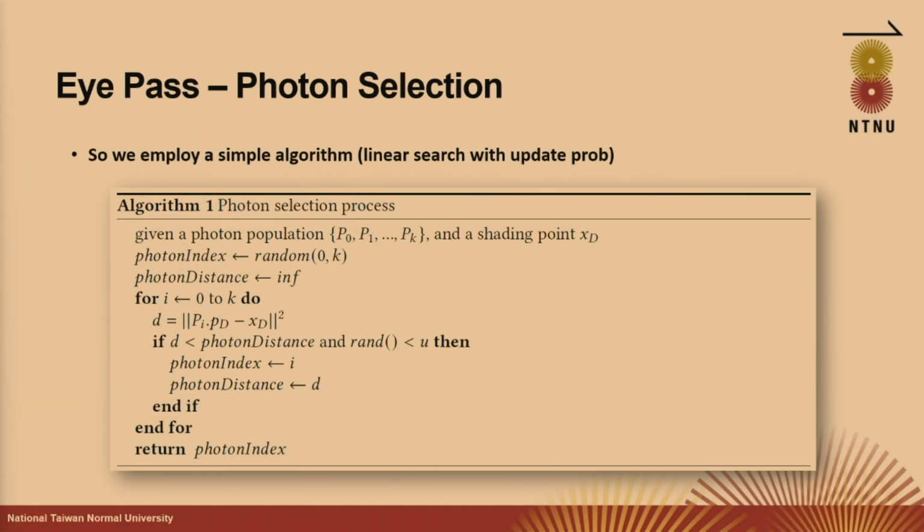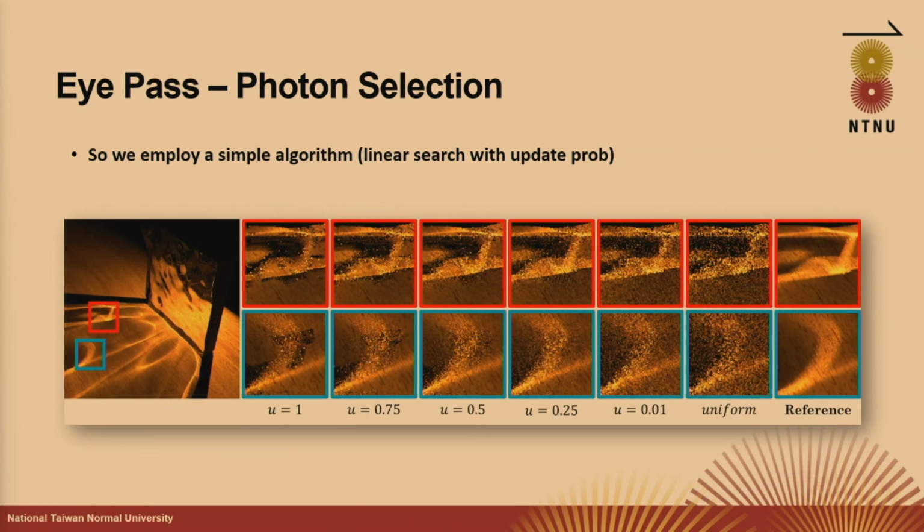So we just employ a very simple algorithm to sidestep this problem: linear search with an update probability. Basically, we go through all the photons and have a chance to update the selected photon when we encounter a closer photon. If we set the update probability to 1, it is equivalent to just selecting the closest photon. But if we set it to a lower value, it will perform a more uniform selection. In the end, we set it to 0.25, which allows all photons to still have a chance to be selected, but closer photons still have a higher chance.